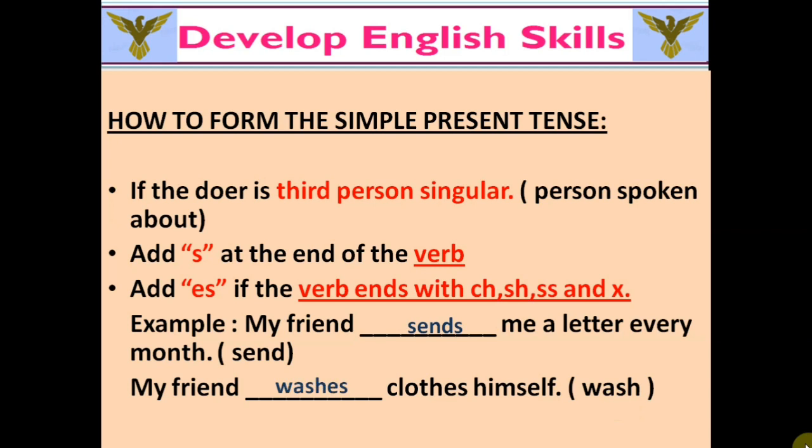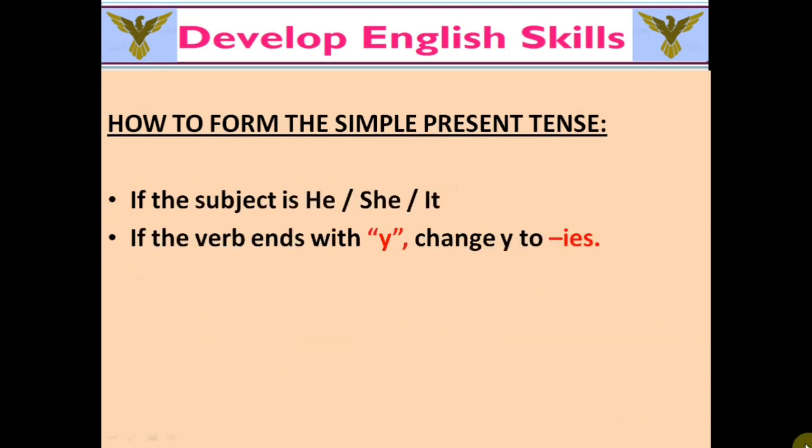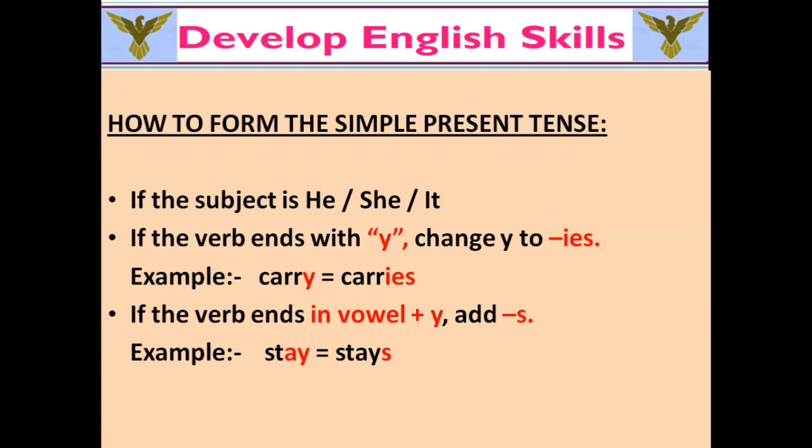Now how to form the sentence in simple present tense if the subject is he, she, it and the verb ends with y? There you have to change y to ies. For example, carry. So here, if the subject is he, she, it, then you have to remove y, and in place of y, you will add ies to the verb. And if the verb ends with vowel plus y, then add only s.